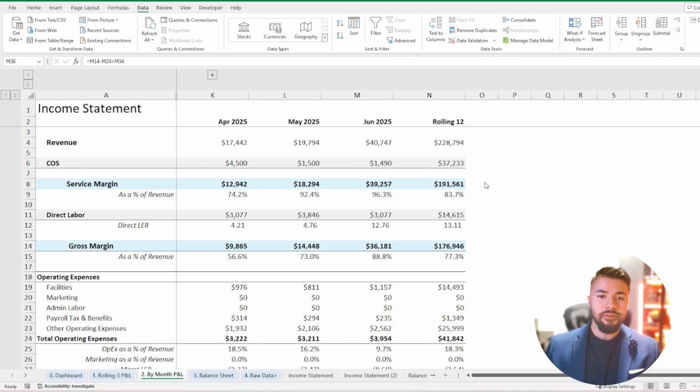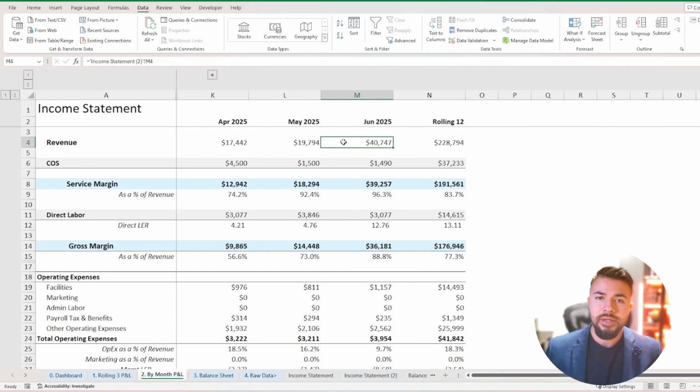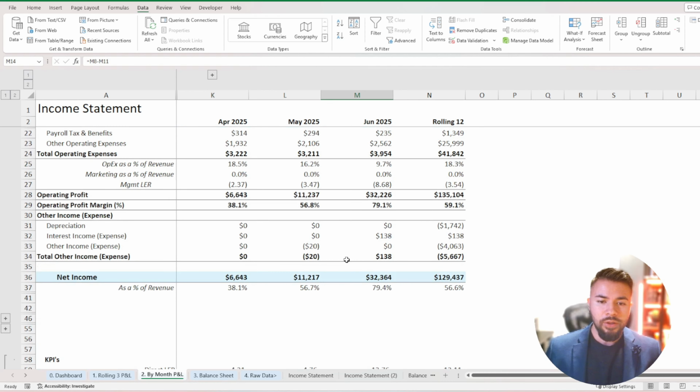So here we have in front of us a typical profit and loss by month, and what looks to be a healthy business, right? For the month of June, you've got 40,000 in revenue, 36,000 in gross margin, and all the way at the bottom, 32,000 in net income. So what's wrong with this picture? What's driving the alteration that you should be seeing as a business owner?